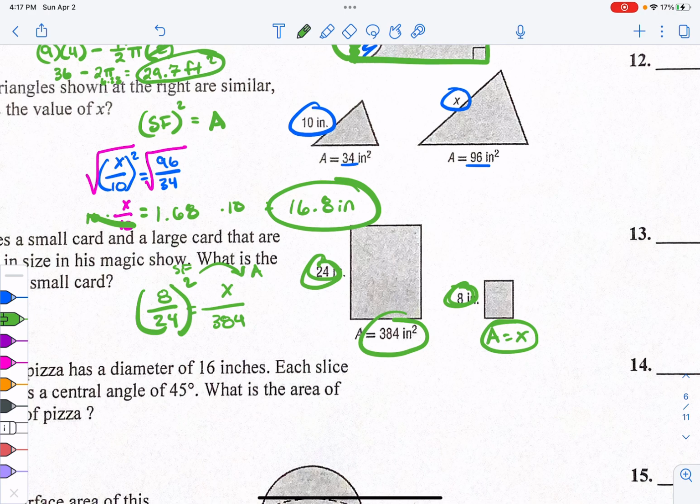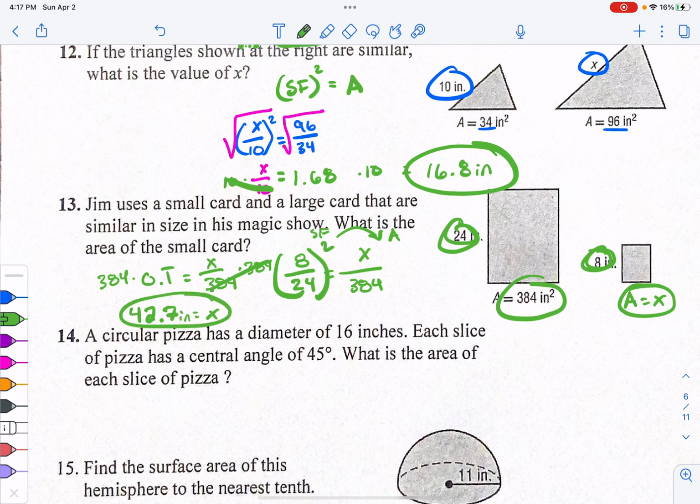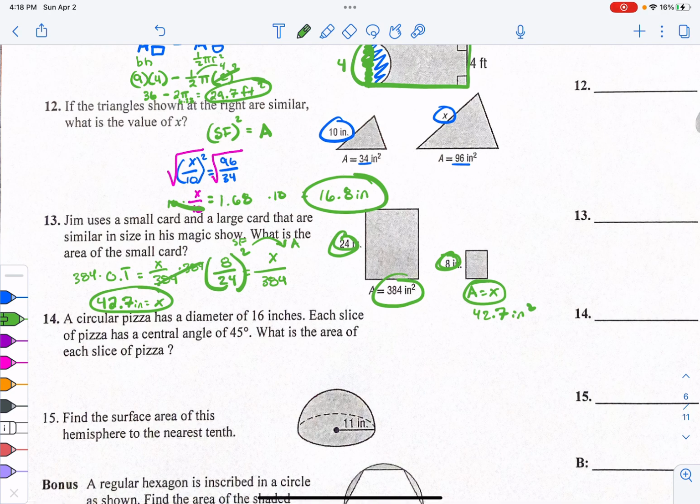8 divided by 24 is a third, I think. Yep. And if I square that, I get 0.1 repeating, x over 384. And if I multiply by 384, I get 42.6 repeating, or 42.7 inches. Let me check to see. Does that look reasonable? 42.7 inches squared? Probably. That doesn't seem abnormally huge. Okay. All right, number 14.